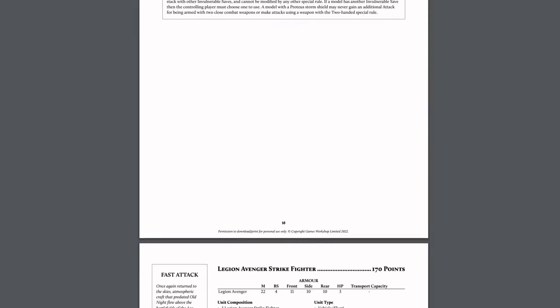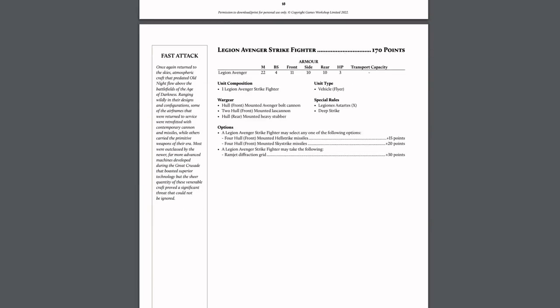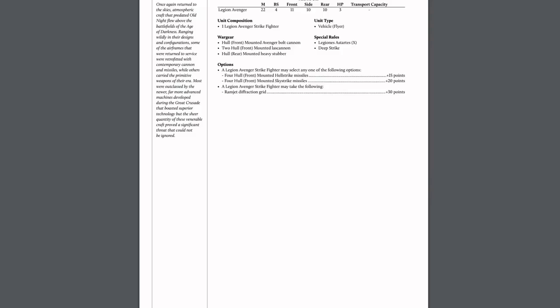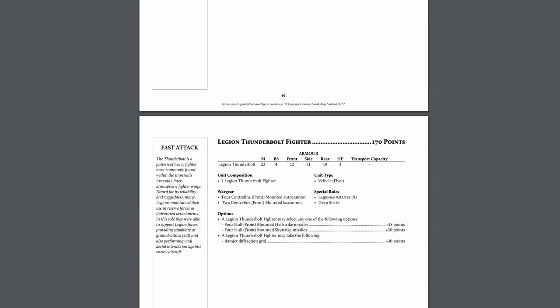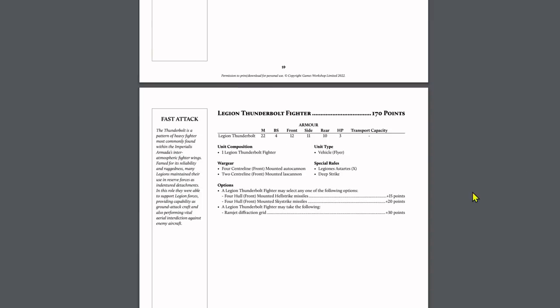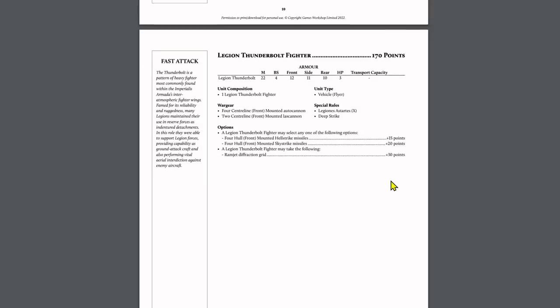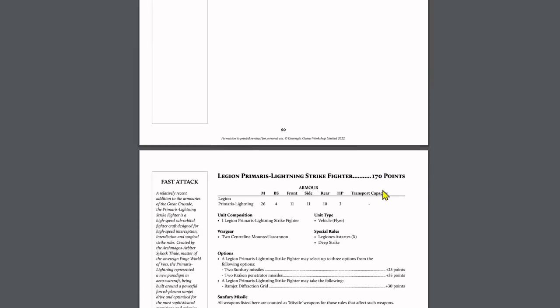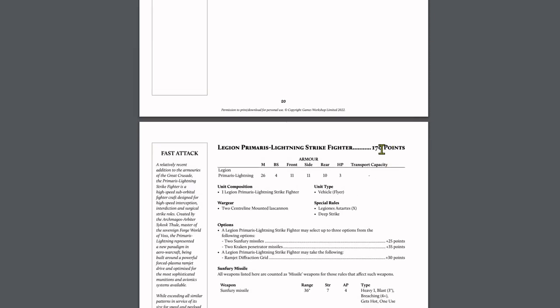Then we go on to the planes. We've got the Avenger Strike Fighter, the Thunderbolt, and also the Primaris Lightning. These are all okay. They come with a decent amount of guns, and reasonable armor, at least on the front for a flyer. They're coming with 12. They've got that deep strike. They're all okay. There's nothing necessarily wrong with them at the points they're at.